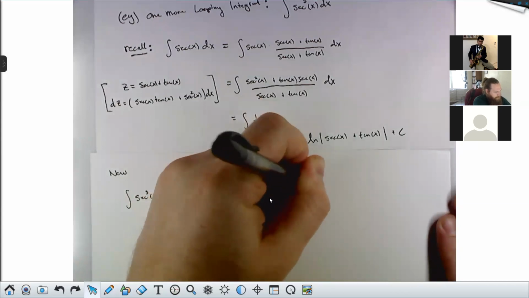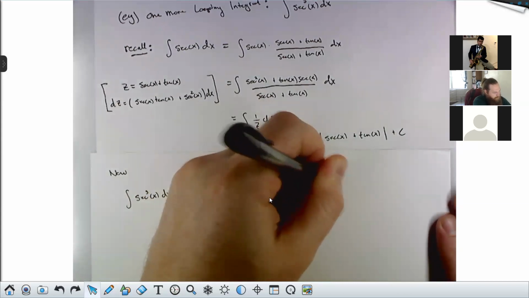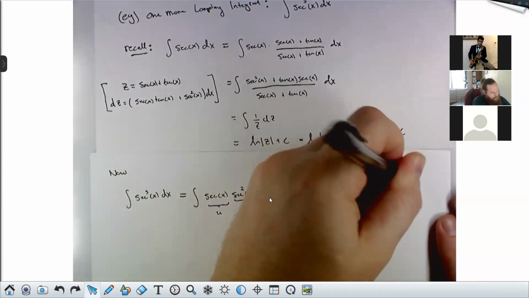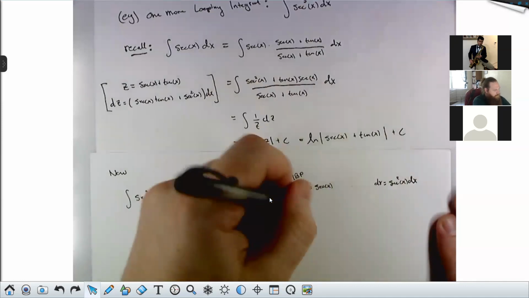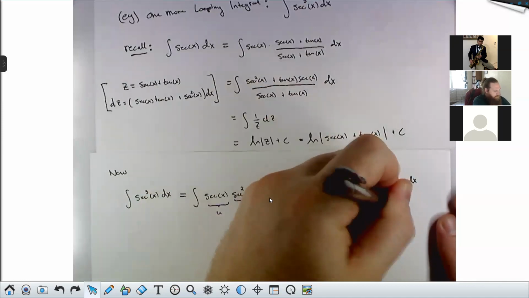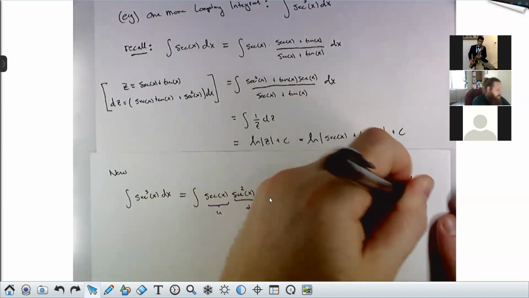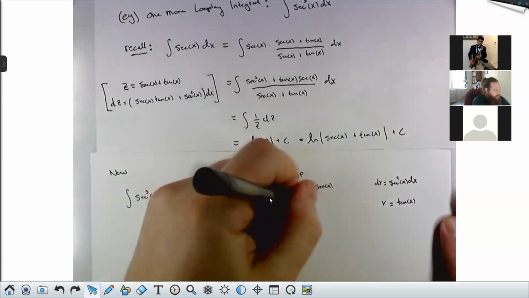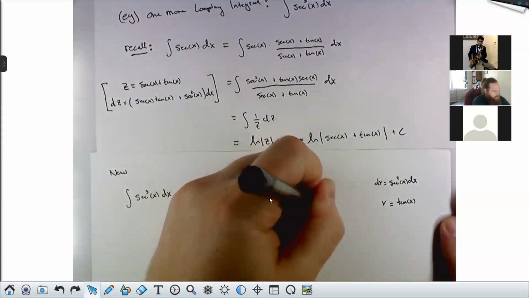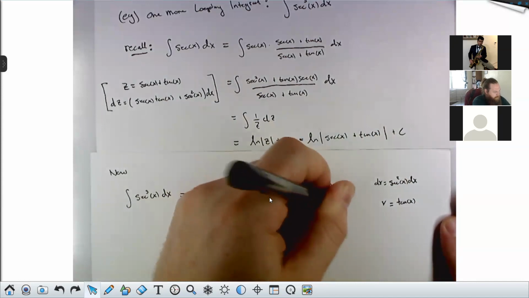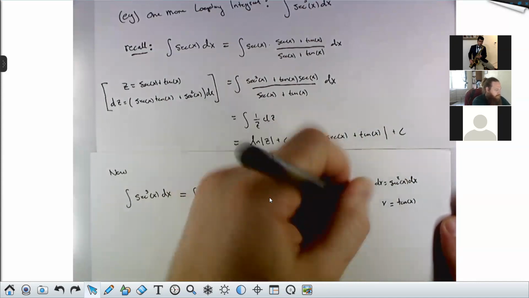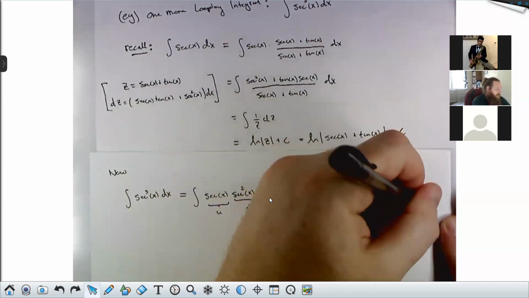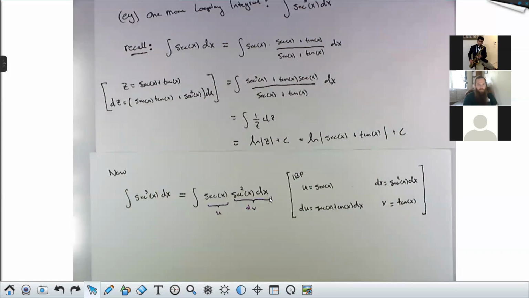So here's my IBP table. u is the secant of x. dv is secant squared x dx. v then, as Frank just reminded us, is tangent x. The integral of secant squared is tangent, the derivative of tangent is secant squared. And du, the derivative of secant, is secant x tangent x. So du is secant x tangent x dx. That's our little IBP table for this problem.